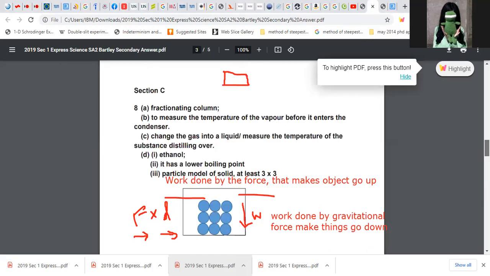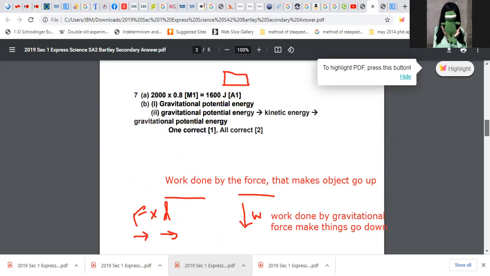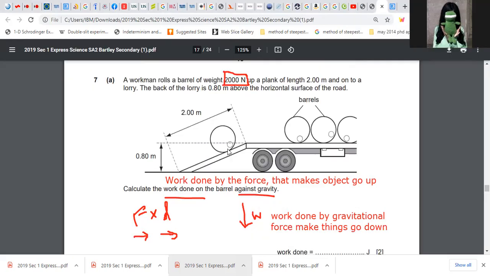Two thousand times 2.00. Zero point eight. Yeah, why? I said because it must be in the same direction. You see this displacement upwards, right? Then the force is also upward.